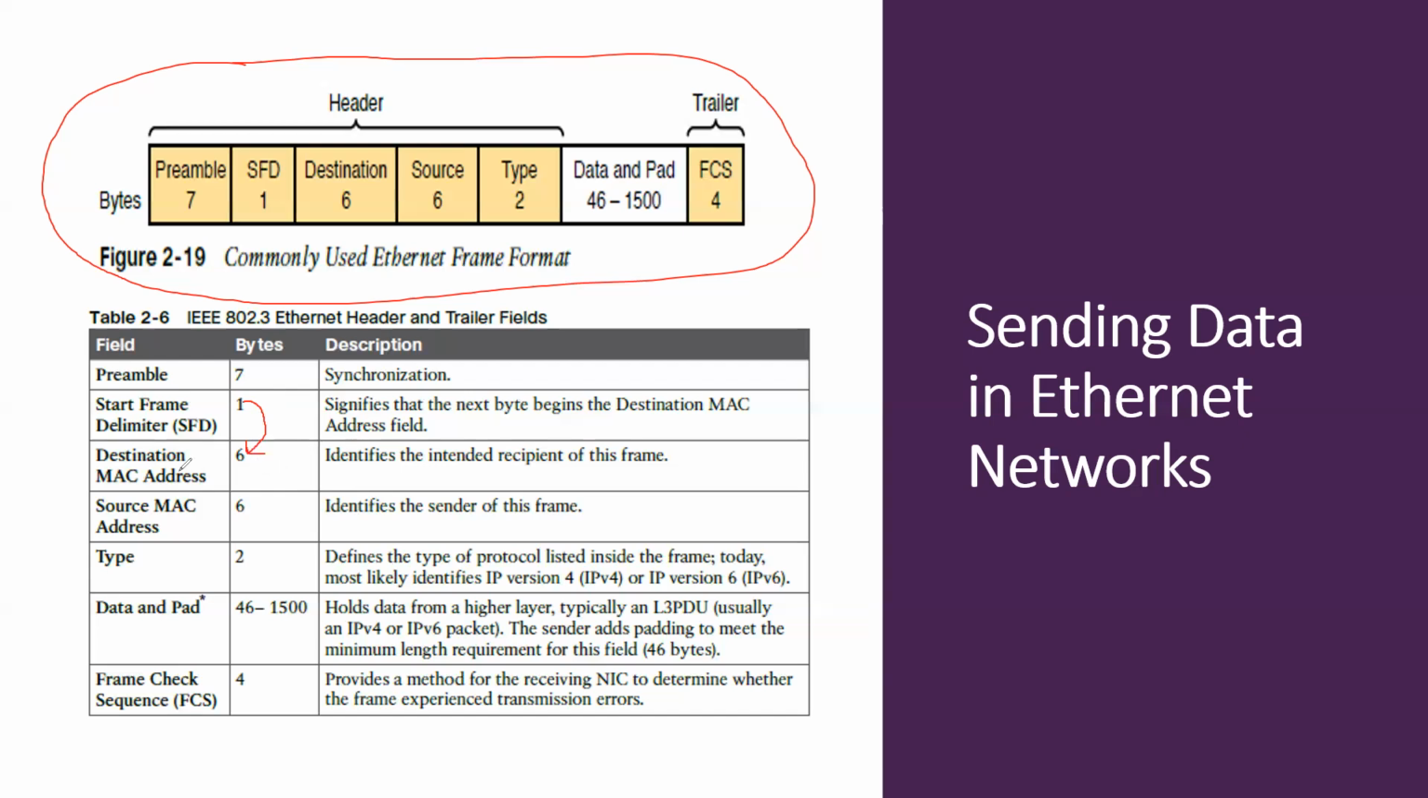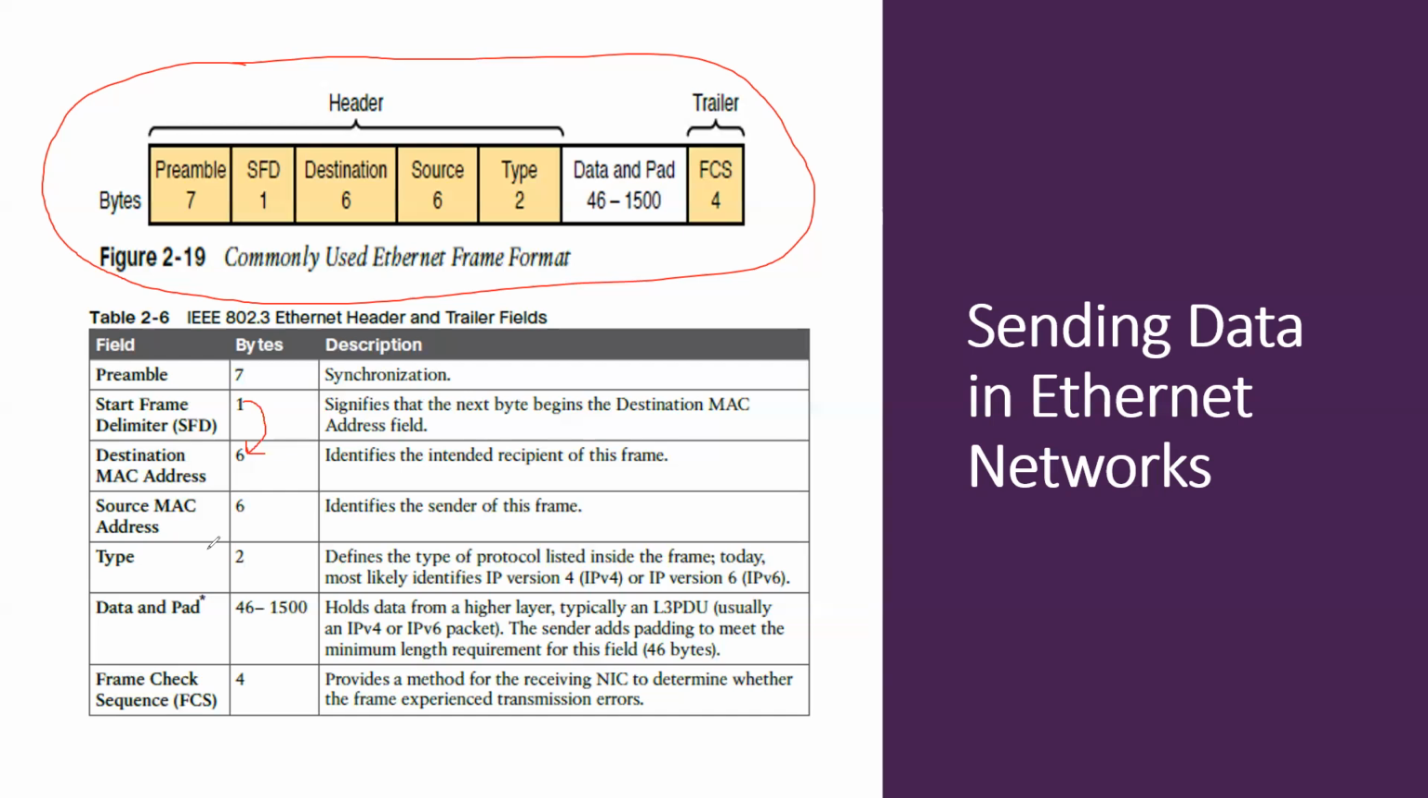And of course, self-explanatory: destination MAC address, source MAC address. The destination MAC address is the recipient of the frame, who's going to get that frame. The source MAC address is who's sending it. Simple enough. You've heard me talk about that a lot before, so I'm not going to go super in depth. Let's talk about type.